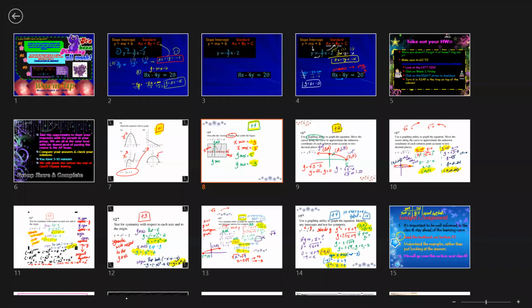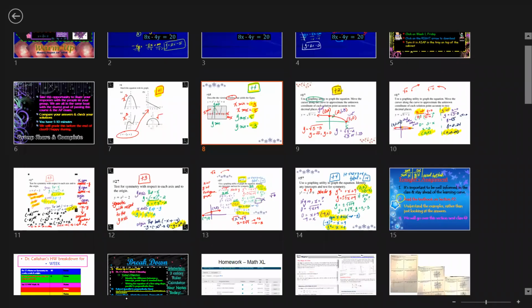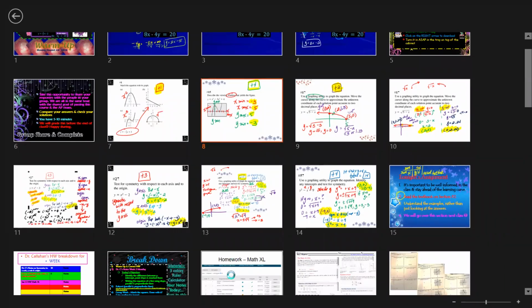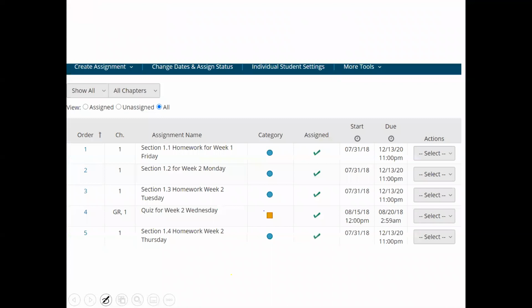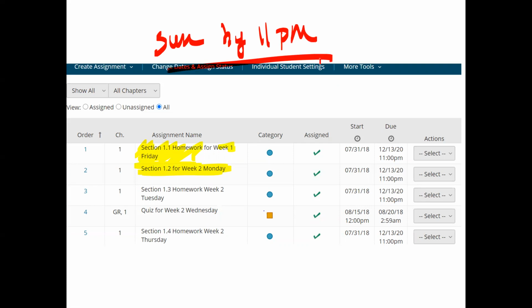Okay, so as we're moving on, please keep in mind that your homework assignment for this class is going to be on Math Excel. If you log on to Math Excel, you should see that I label all the homework. For example, 1.1 is for week 1 Friday, so that's from last week. This is week 2 Monday, and your homework is 1.2. All of your assignments are always going to be due on Sunday by 11 p.m. So that's what I would require you guys to do.